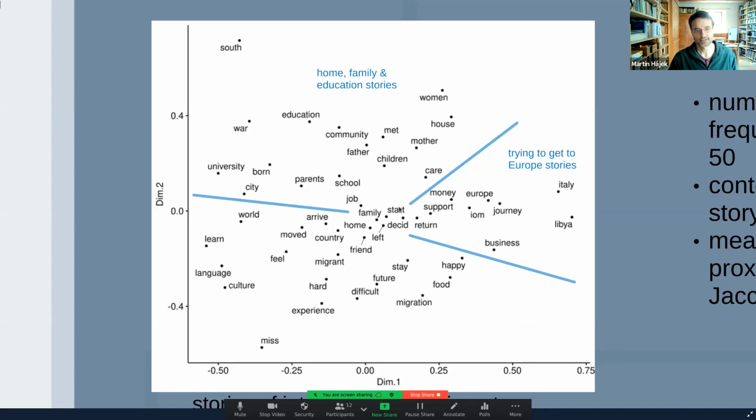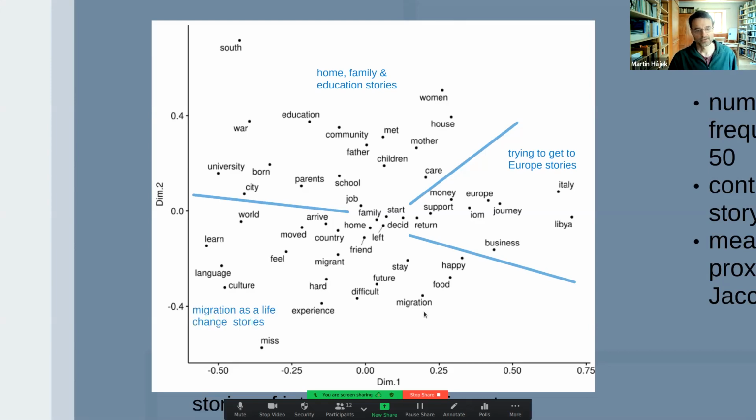I'm not sure, but what is clear here is that there are family-related words: parents, father, children, mother, and there are education-related words: education, university, school, and also home as house, and home is somewhere here. So house is just only, and community also. And the rest is not structured well.